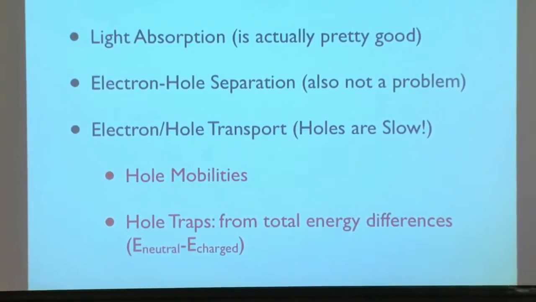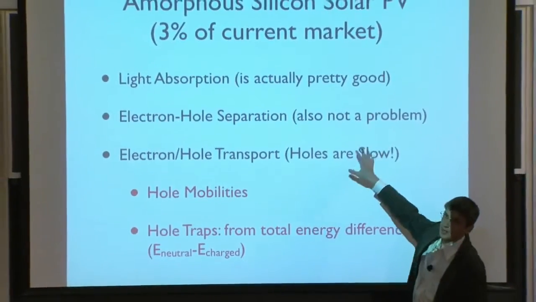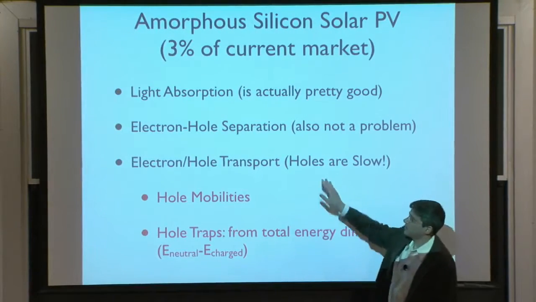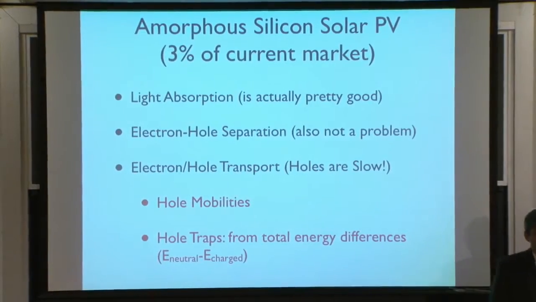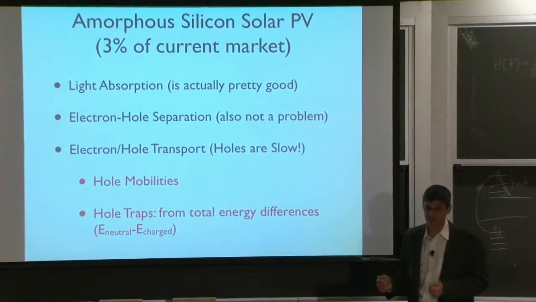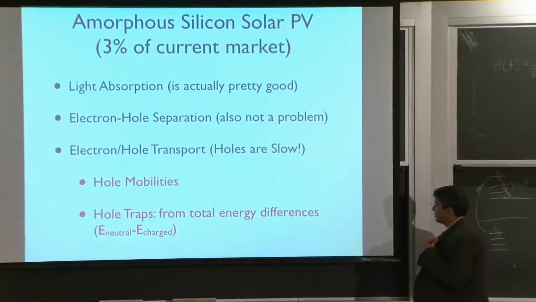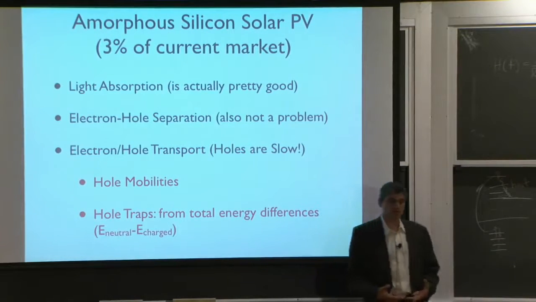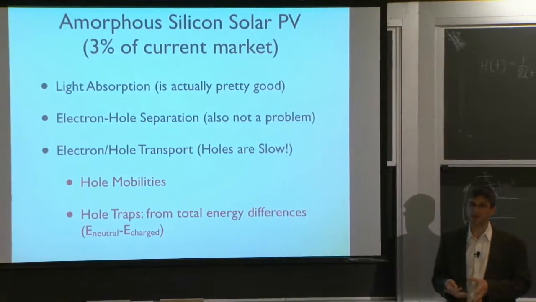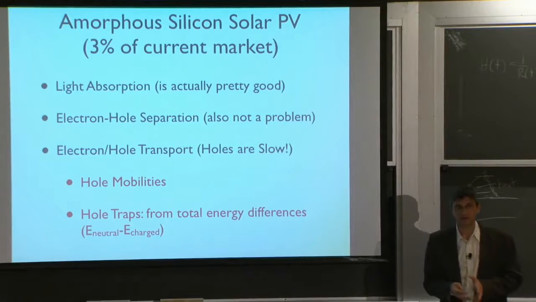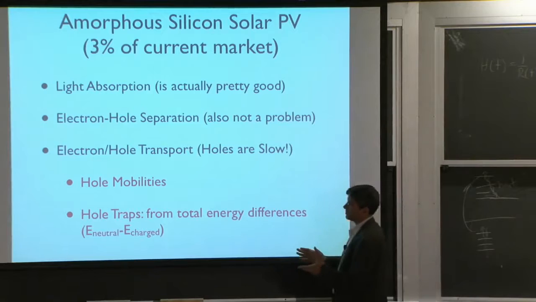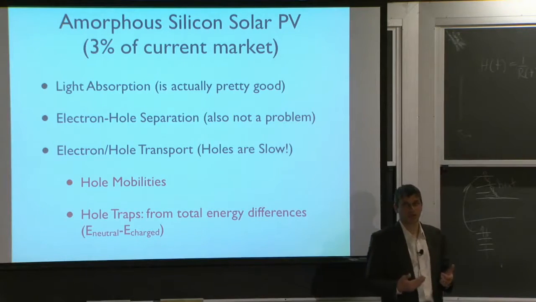The problem with amorphous silicon: electrons and holes also separate. That's not a problem. They separate easily. They're not strongly bound to each other. But here the transport is the problem. Holes in particular, positive charges, move very, very slowly through amorphous silicon. Both electrons and holes are a lot slower in amorphous silicon than in crystalline silicon, but holes are 200 times slower than electrons. Whereas in crystalline silicon, they're only like 2 or 3 times slower. So that's a big discrepancy, and that causes big problems and a big drop in efficiency.